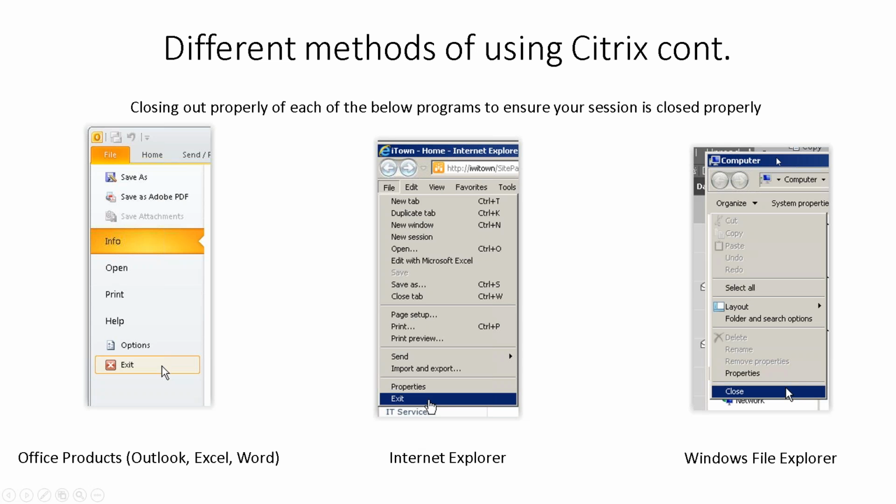With Windows Explorer, where you're looking at network folders and the S drive and all that fun stuff, you have to go to the organize button in the top left and then find the close on the bottom. So it's just a little bit different than the other ones.